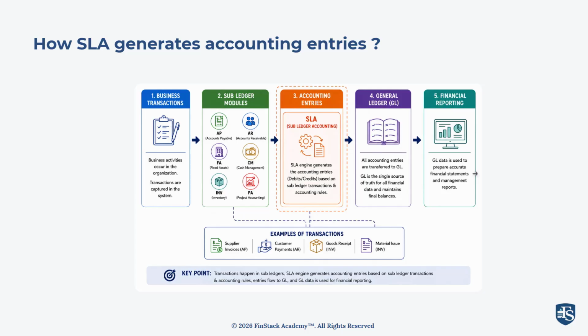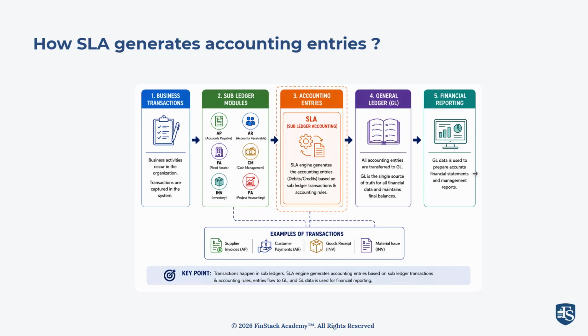Every organization has its own accounting policies. Some companies expense an item immediately, others capitalize it as an asset. Some derive expense accounts based on the supplier, others derive accounts based on the cost center, business unit, inventory organization, or project, or even sometimes combinations of multiple business attributes. Oracle doesn't hardcode these accounting decisions. Instead, it allows organizations to configure sophisticated accounting rules inside the SLA engine.